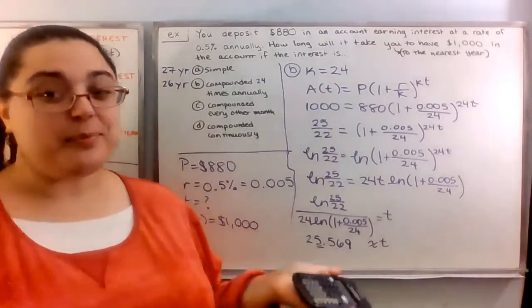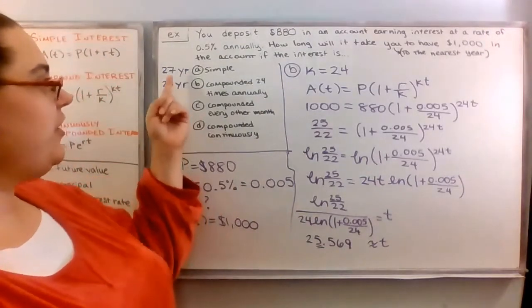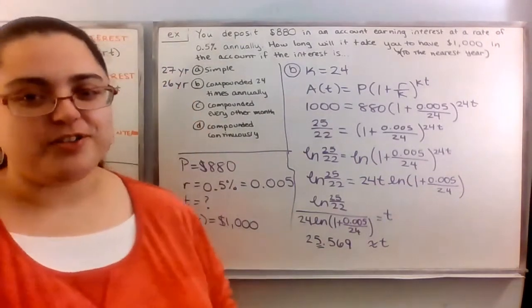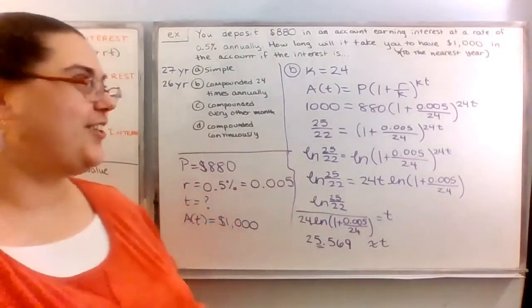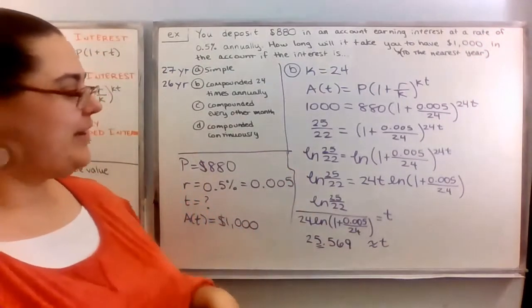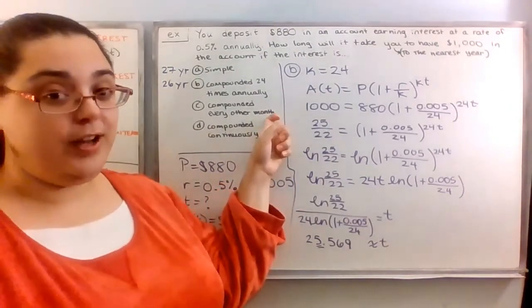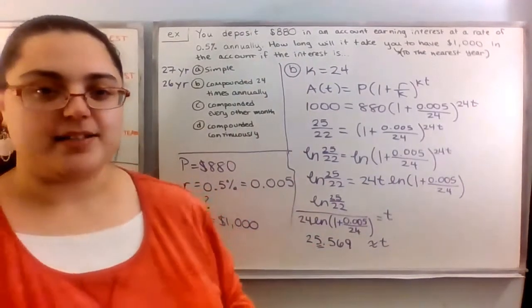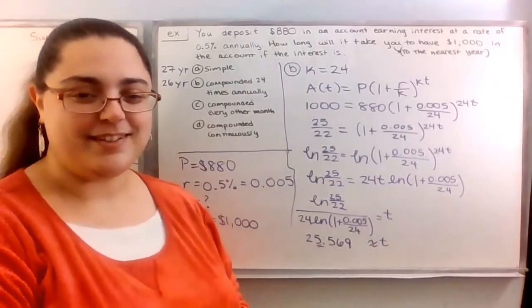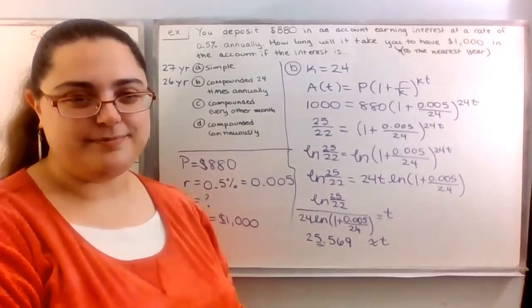Hey, look at that. If we compound 24 times a year, so twice a month, we get to shave a year off in our savings of $120. Woo! So take a moment and see if you can work through part C on your own. Then I'm going to erase this and work through part C and we'll see what we get. So pause here, and work through it as well.